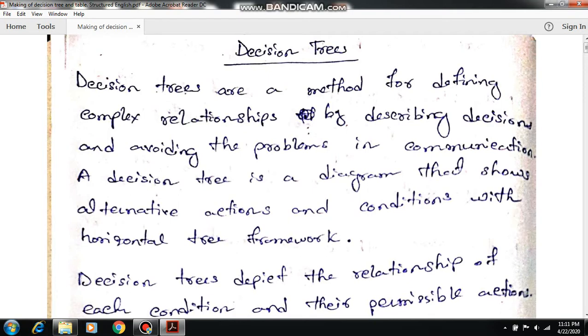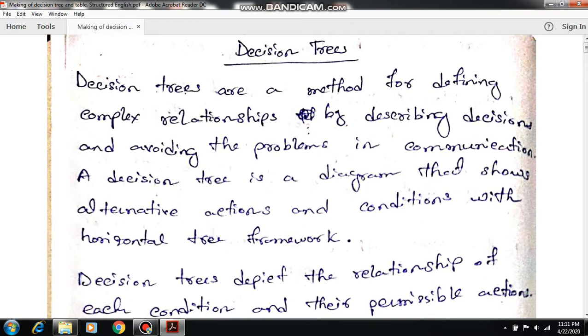Decision tree means whatever problems we get in the project, based on the problem we make the SRS. This is the first step. Based on this SRS, there are various constraints, and based on the constraints we make some decisions. When the decisions and the relationships between all the complex data are described in a tree type of diagram, that is called the decision tree.